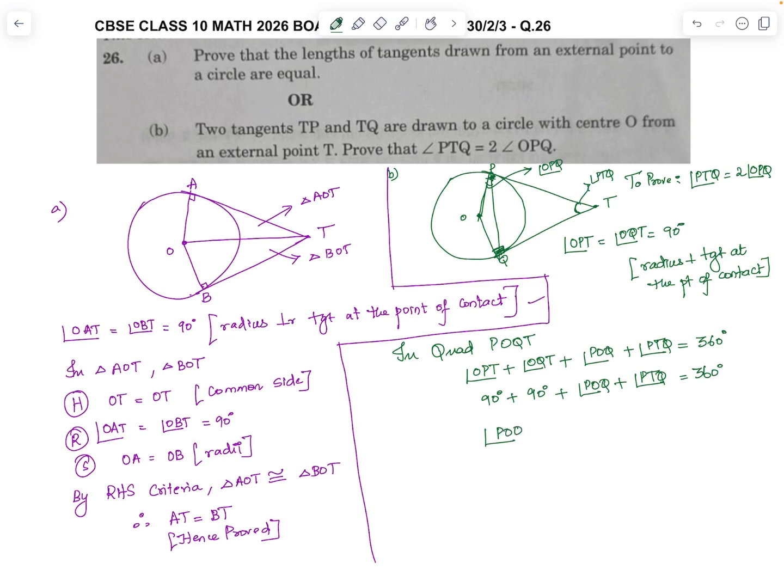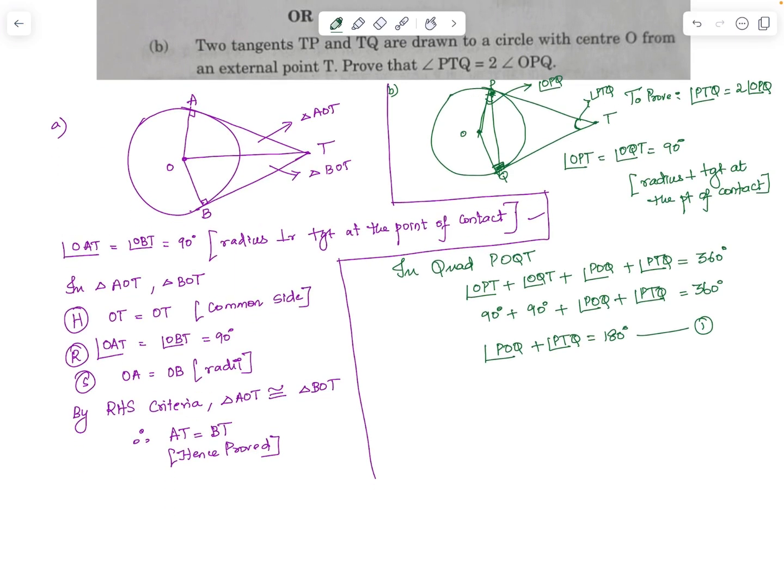Angle POQ plus PTQ is 360 minus 180, which is 180. Let's keep it as equation 1. In the to prove statement, we have PTQ. So we have to retain this PTQ, but we don't see a POQ in the to prove statement. That is, this angle has to be replaced with OPQ.